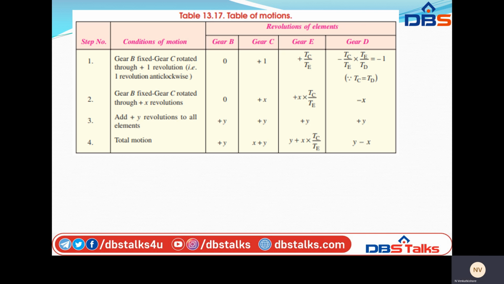And gear B is fixed. C is rotating with +x revolutions. So B is fixed, meaning 0; +x rotation means +x; and for E, +x into TC by TE; and for D, -x. By adding +y revolutions for all the elements, for all the elements we are adding +y. So finally, we get y, x plus y, y plus x into TC by TE, and y minus x. This is the formula in the table.